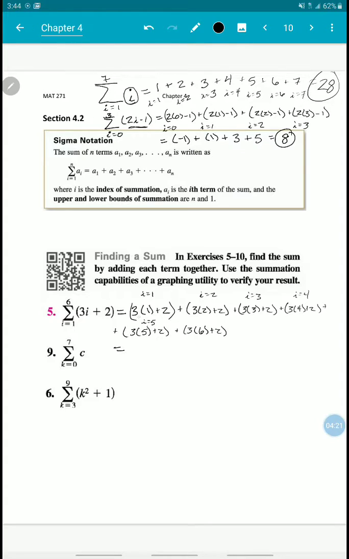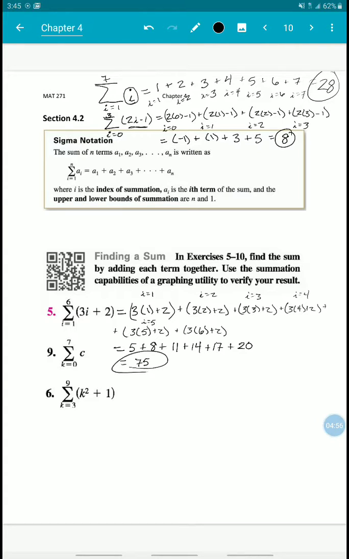So now we're going to go back and simplify. This first term is going to be a 5. 6 plus 2 is 8. That's 11. 14. 17. And then 20. So if we were to add all of those terms together, we're going to get 75. So you can see that this can be a little bit tedious.